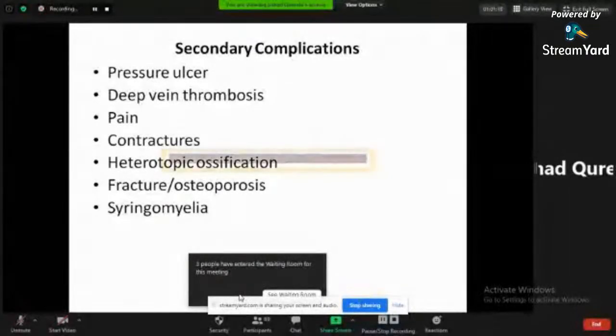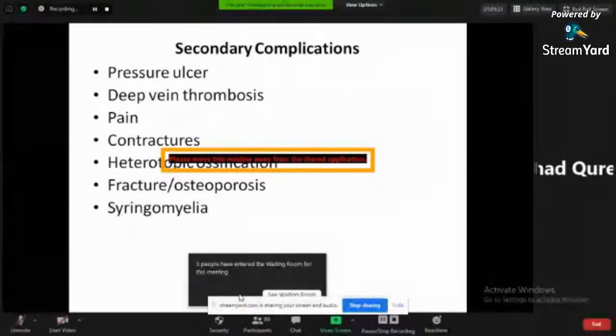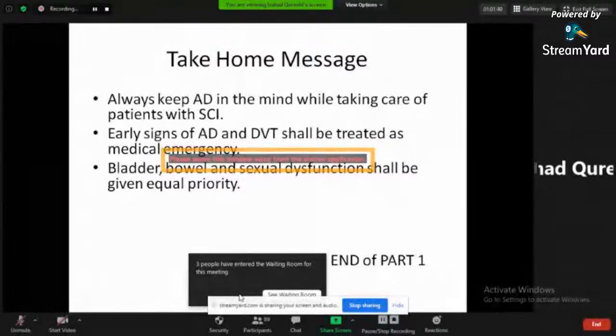For all, especially for the beginners, students who are undergraduates or studying post-graduation, and are not exposed to spinal cord injury patients single-handedly: till now, if you are working under supervision, you need to keep monitoring the secondary complications as well as the primary impairments discussed in the beginning. So, with this take-home message, always keep autonomic dysreflexia in mind while taking care of patients with spinal cord injury. Early signs of DVT as well as autonomic dysreflexia shall be treated as a medical emergency. Don't try anything by yourself. This is a medical emergency.